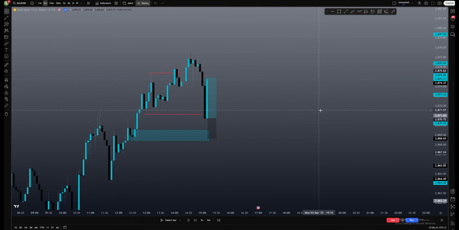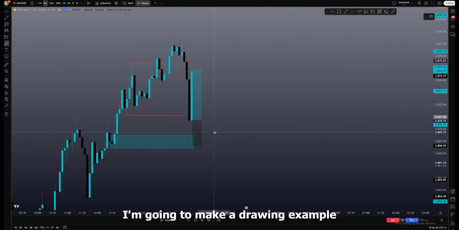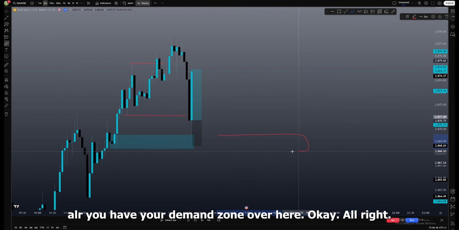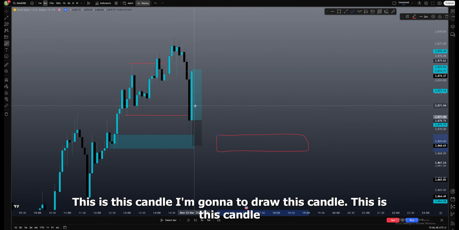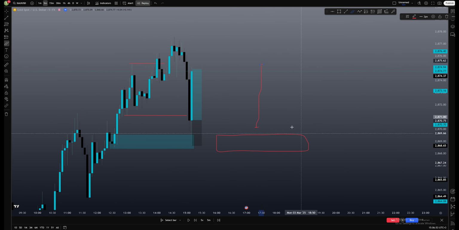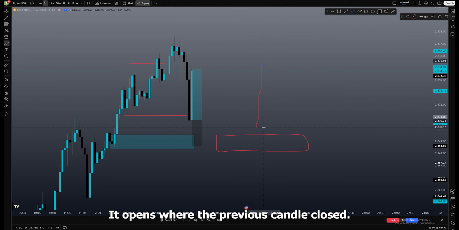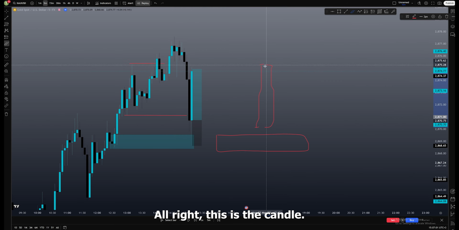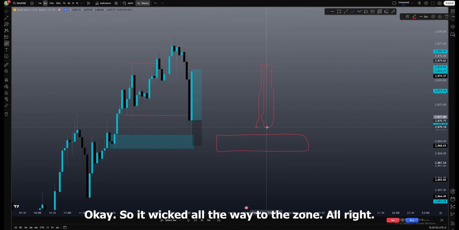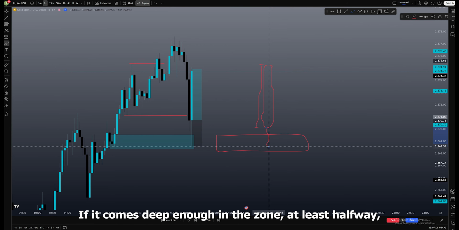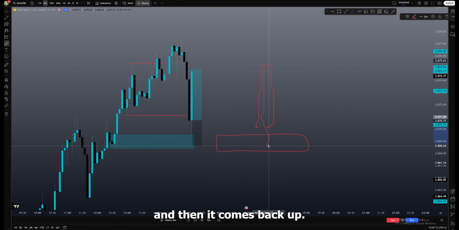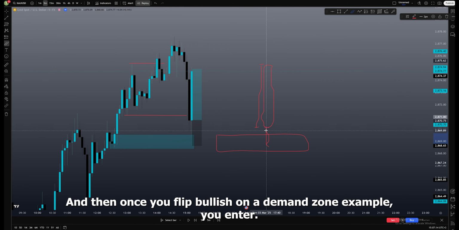Now a flip entry is when, let's say, I'm going to make a drawing example. You have your demand zone over here. This is this candle. I'm going to draw this candle. And then now this bullish candle opened where the previous candle closed. It wicked all the way to the zone. If it comes deep enough in the zone, at least halfway, and then it comes back up, and once it flipped bullish on a demand zone example, you enter.